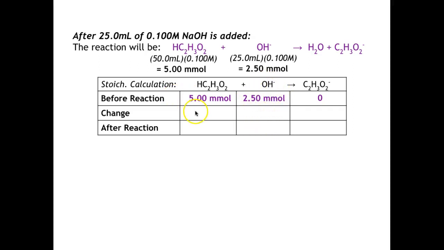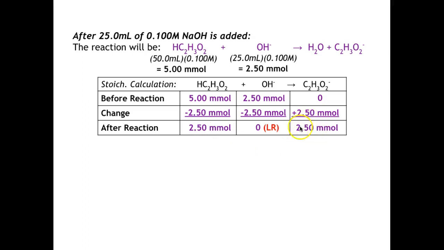So we're going to subtract 2.5 millimoles from each one of these, and that's going to create 2.5 millimoles of our acetate ion, our conjugate base. So again, our limiting reactant is the hydroxide, so all that base is going to be neutralized. We're only going to be left with half the millimoles of our weak acid, and we are now going to have 2.50 millimoles of our acetate ion.